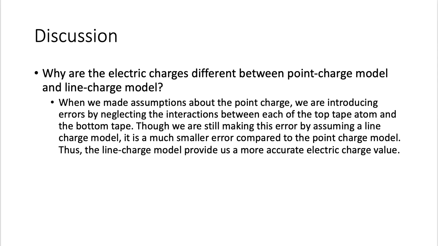When we made assumptions about point charges, we were introducing errors by neglecting the interactions between each of the top tape atoms and the bottom tape. Although we're still making this error by assuming a line charge model, it is a much smaller error compared to the point charge model. And this line charge model provides us a more accurate electric charge value.